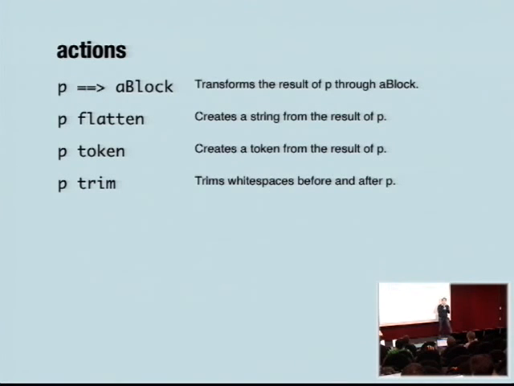If you say, I want to tokenize the result of something, it will give you back a token with the position, the start and the end in the input stream of what you matched. We will see that a bit later. And then we also have something like trim, which, in this case, consumes all the white spaces to the left and to the right.